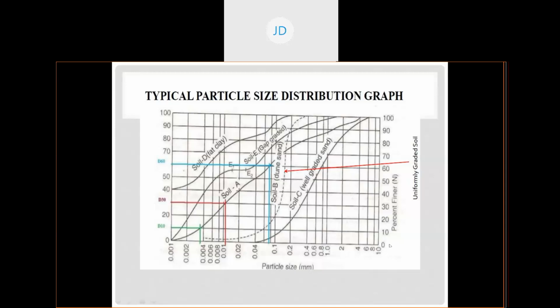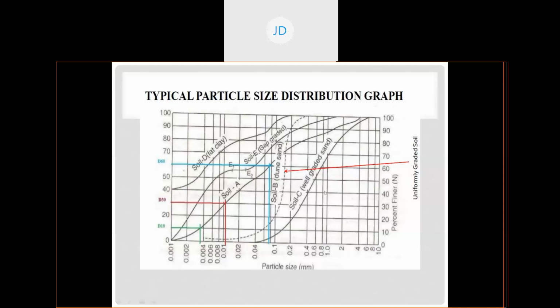And this is percentage finer. That means everything is represented in percentage: 10%, 20%, 30%, like that. Suppose I mark this point 30. Now suppose I consider this well graded soil curve. Only concentrate on this curve, soil C, which is denoted as well graded soil.